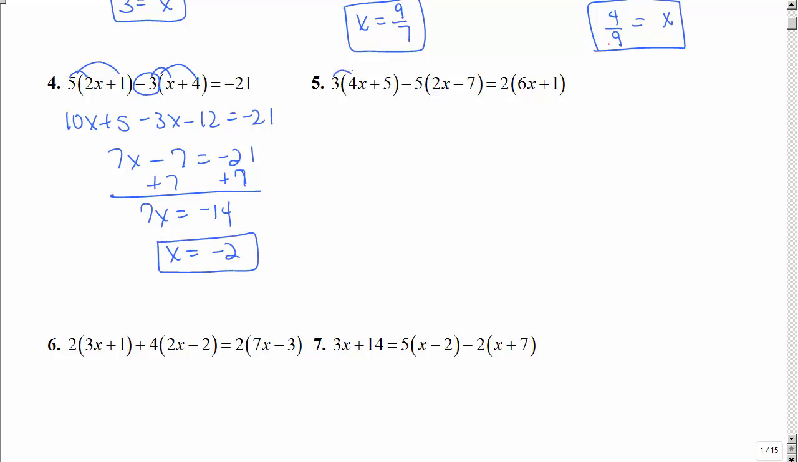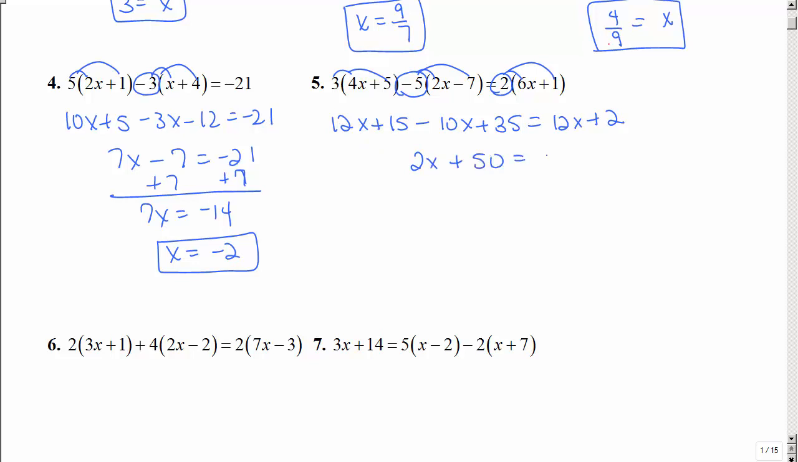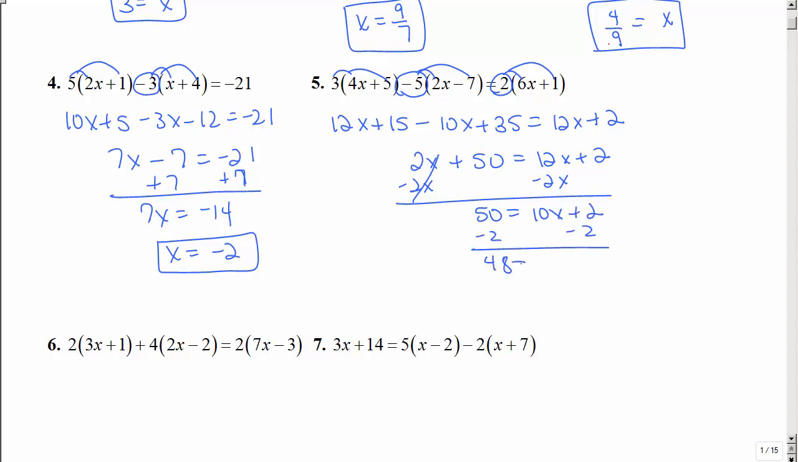The next one, the same. We're going to distribute. Again, that's a negative 5 I want to distribute to both. And I need to distribute this 2. Collecting like terms, I've got 2x plus 50, I think. Then here I'm going to move my x's to the right. That's just a choice. I'm going to subtract 2, divide by 10. Now I don't want to leave my answer like that because I can reduce. Those are both divisible by 2, so you should reduce it down to 24/5.